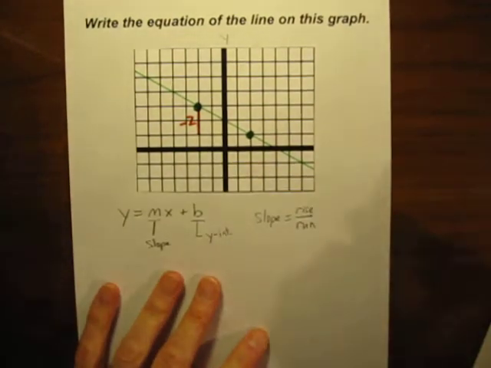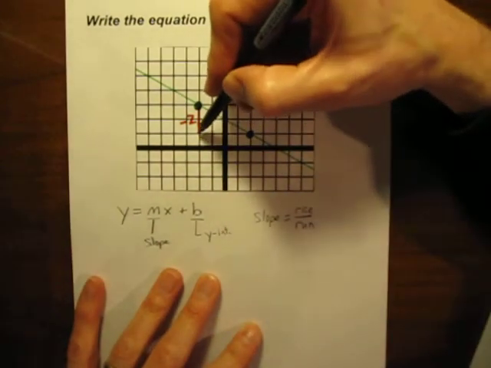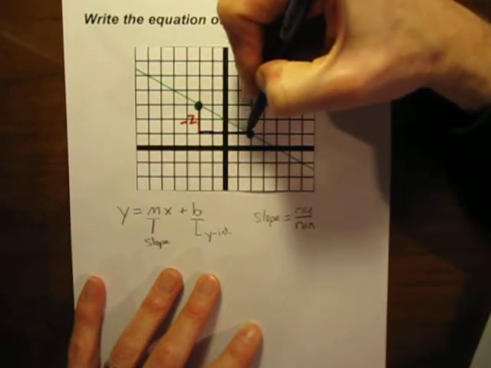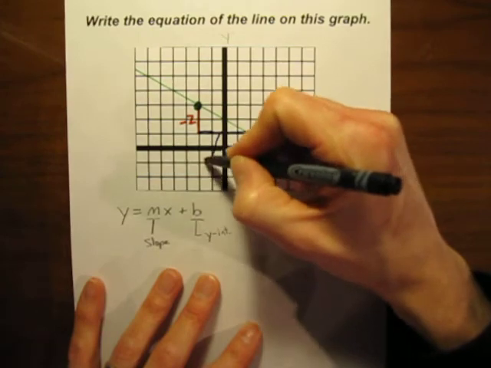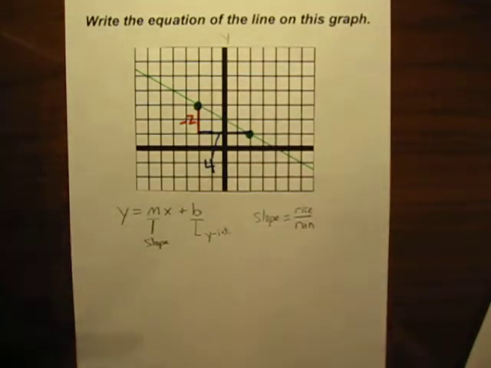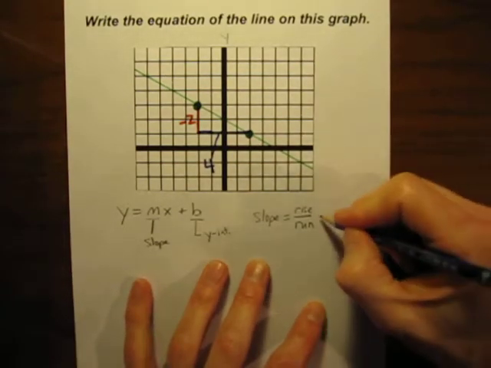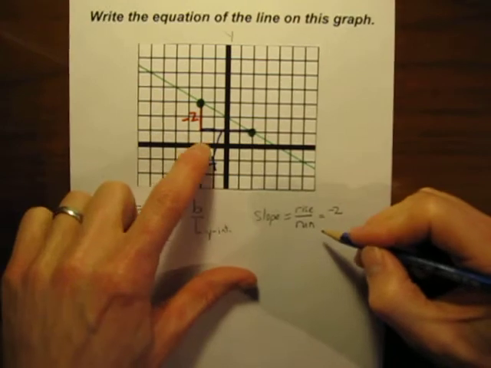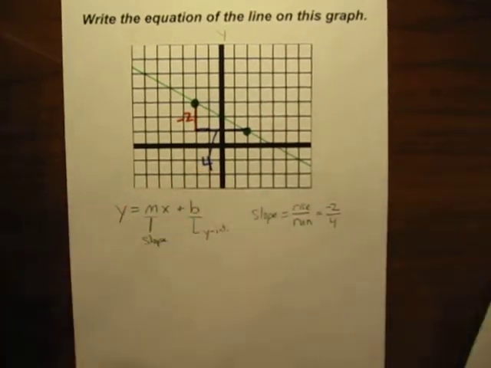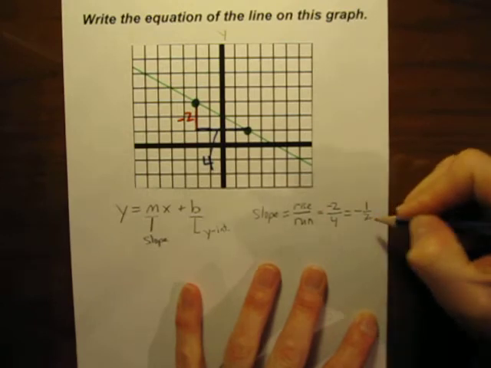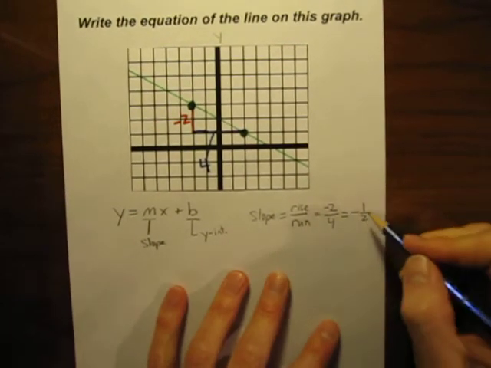What's the run? How far are we going from left to right? To get from here to here, we're going over 1, 2, 3, 4. So our run in this case is 4. Rise is -2, run is 4. Let's put that into our formula. Rise over run is equal to -2 was our rise, our run is right there, 4. Don't forget to put it in lowest possible terms. -2 over 4 can reduce to -1/2. So there's our slope.